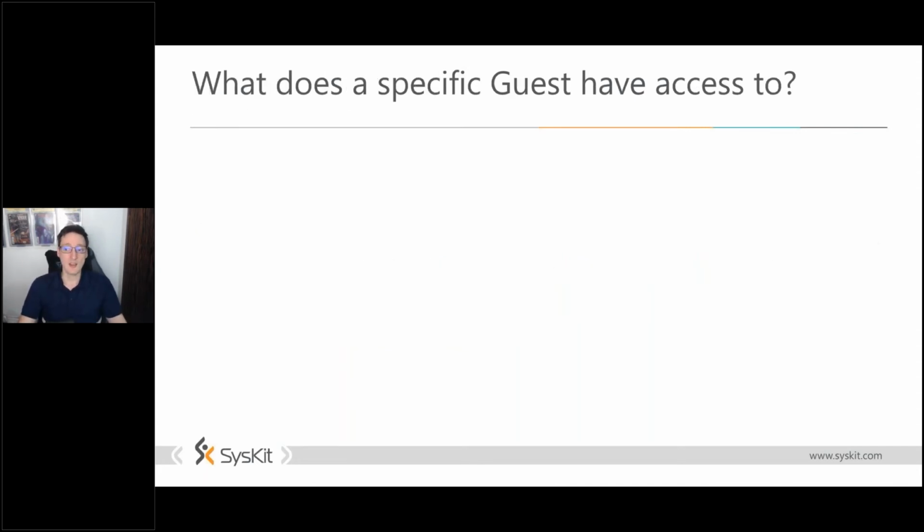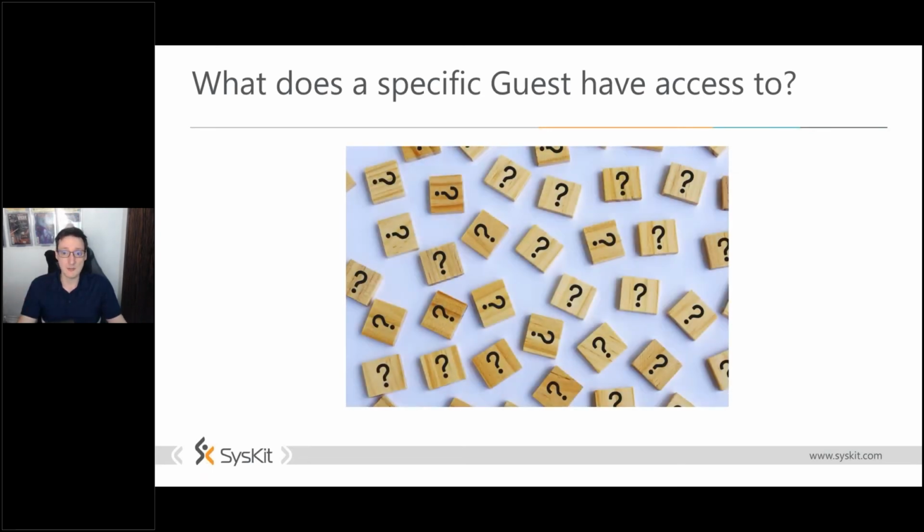The next step is that we also need to figure out what a specific guest has access to, and that's the big question. If you invite me to your tenant, and another colleague invites me to your tenant as well, and a third colleague invites me too, how do you know all the things that I have access to? You could ask everybody, hey, what did we give Rene access to, but that's not going to work with even a few people, and even less so with a couple of thousand or 10,000 external guests.